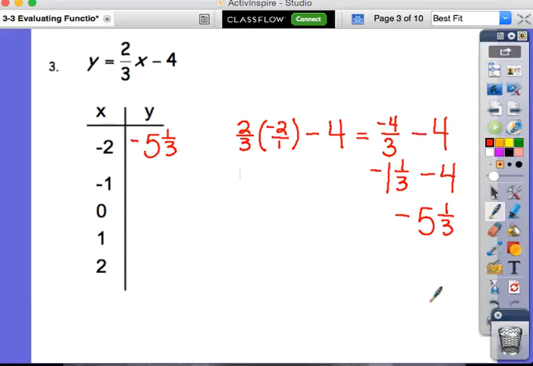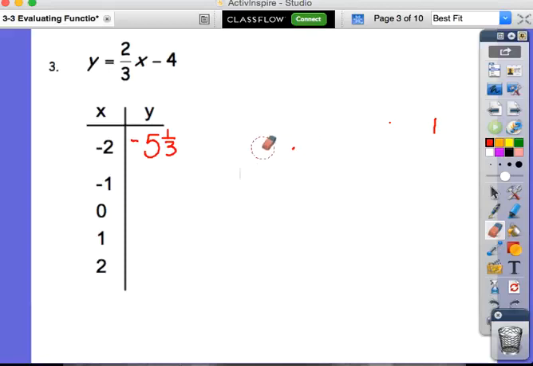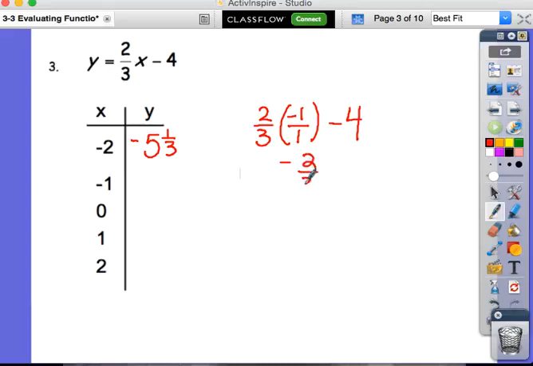Okay? All right, I'm going to erase that so I have some room. Okay, plugging in -1 now. 2/3 times -1 over 1 minus 4. Well, anything times -1 is just going to be the negative of that number, right? So we have -2/3 minus 4, or 4 over 1.